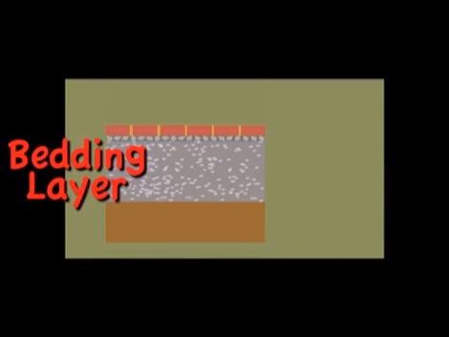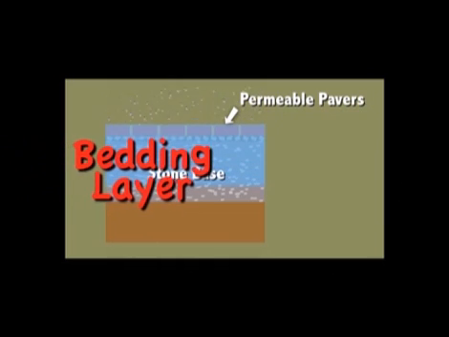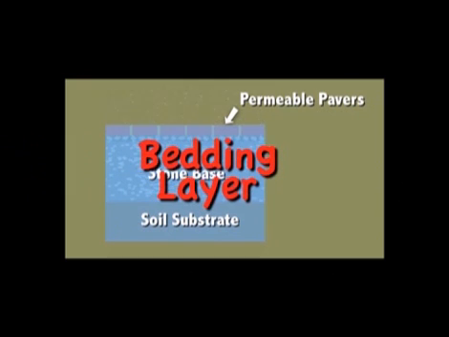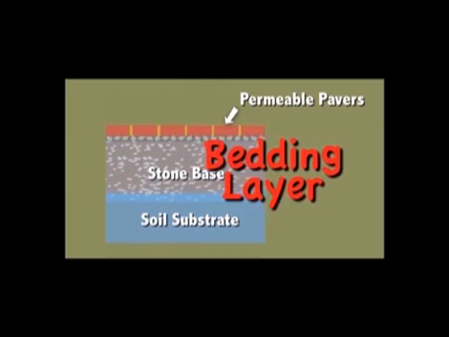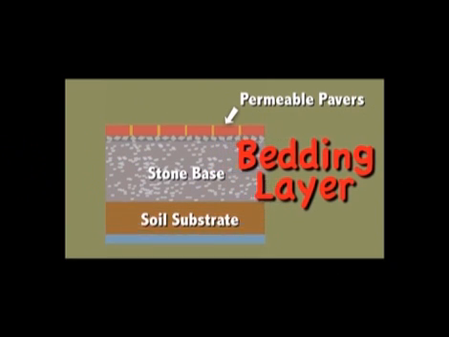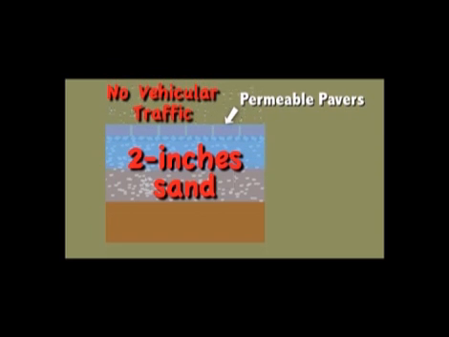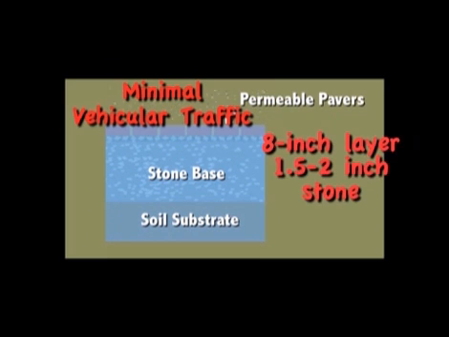A base and bedding layer provide the foundation for the pavers. The depth of the base layer and bedding layer depends upon the volume of water that needs to be collected. Deeper base and bedding layers allow greater amounts of stormwater to be collected and infiltrated into the subsoil. A paver design in which vehicular traffic is not expected may only need a bedding layer of 2 inches of clean sand. Where significant foot or occasional vehicular traffic is expected, an 8-inch base layer of 1.5 inch to 2.5 inch diameter stone aggregate should be installed between the subsoil and the bedding layer.